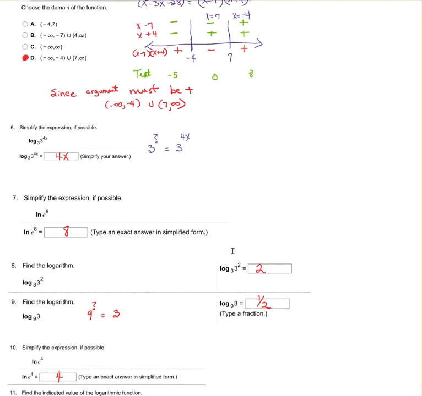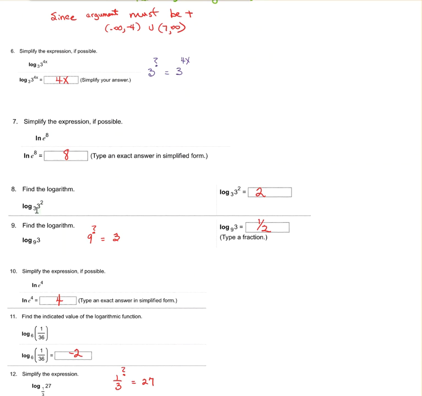So number 6. People miss this all the time, and it's really the easiest thing in the world. So the log base 3 of 3 to the 4x is saying 3, the base, to what power gives me 3 to the 4x? Well, it's the 4x. So anytime you see that, that one should be pretty easy. ln of e to anything is the anything.